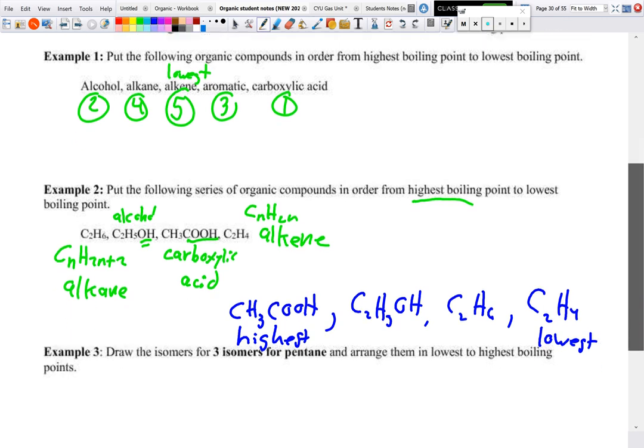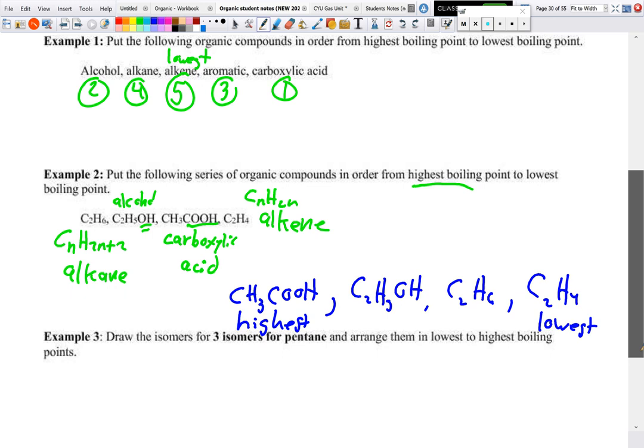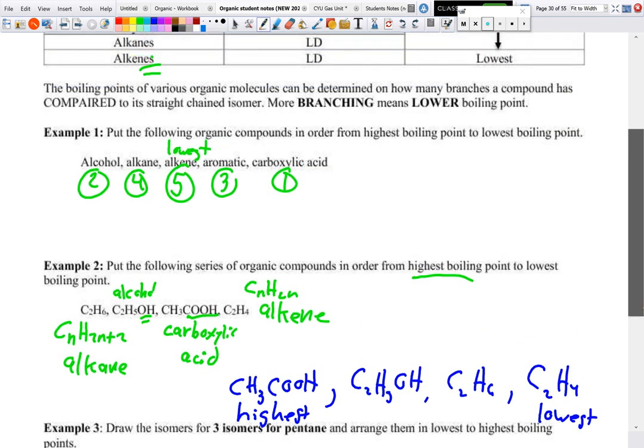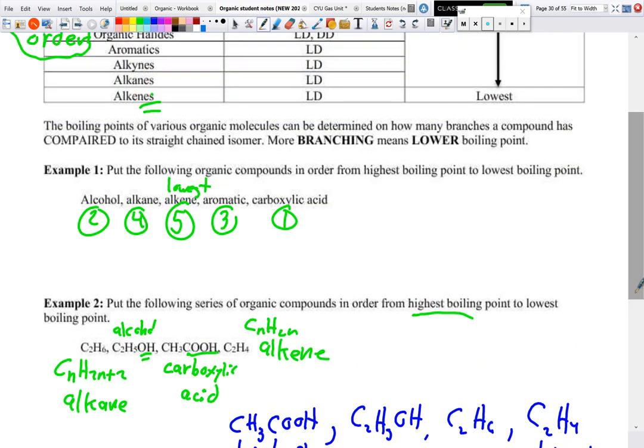Now, for example 3, we're drawing 3 isomers of pentane and arranging them from highest boiling point to lowest. Before we get into that, I want to bring up this sentence. If you read it earlier, that's awesome. If not, it'll make sense as we go into 3. The boiling points of various organic molecules can be determined by how many branches the compound has compared to the straight-chained isomer. One thing to remember: more branching equals lower boiling point.